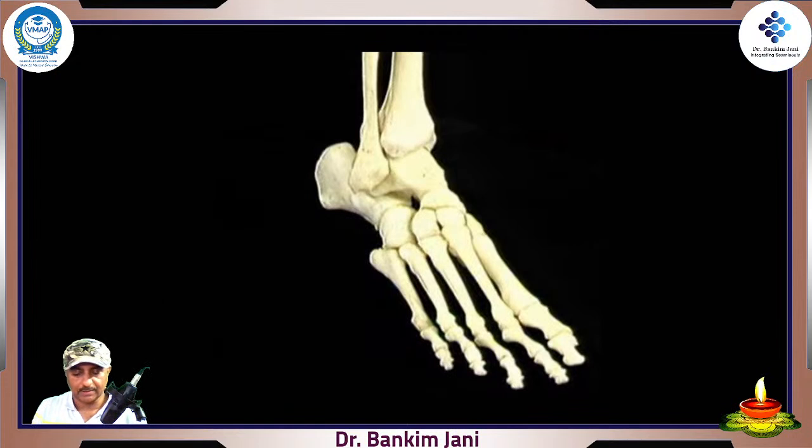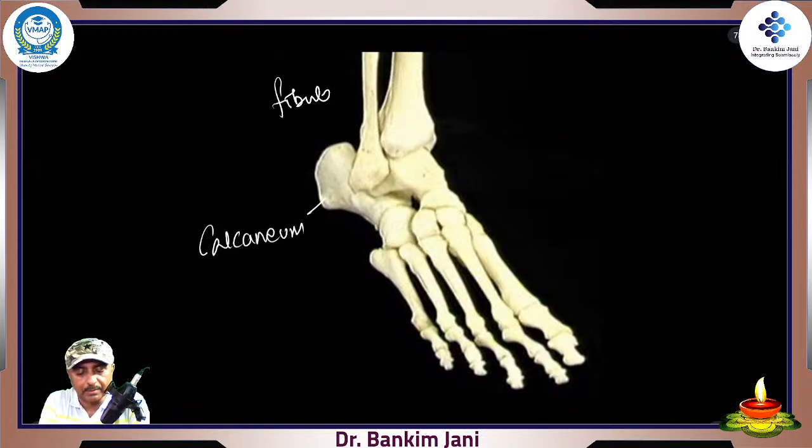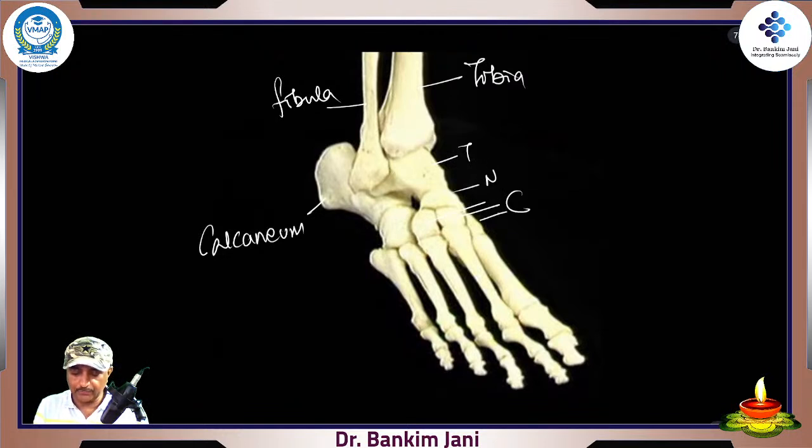Just another angle which is telling how closely things are associated, right? So here is the calcaneum. This one is fibula, and this one is tibia, right? The rest of the bones, you know, right? This is talus, this is navicular, and these are all cuneiforms, and this one is cuboid, right? All good.